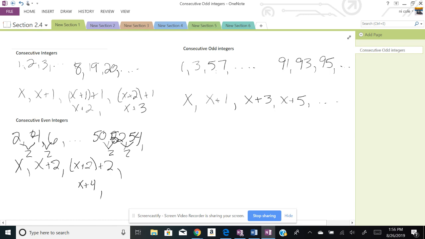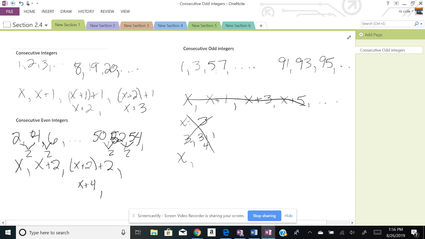Okay? So let's test this out. Let's make x equal to 3. Okay, so the first one would be 3. Then I would have 3 plus 1, which is 4. That's not consecutive odd integers. Huh. So that's not any good. So this is not how you would do odd integers. I just failed. Huh. Let's try again.